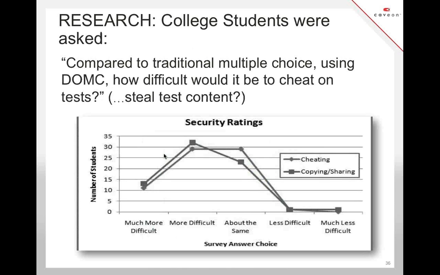This is a study supporting this. Students were asked how much, compared to the traditional multiple choice, DoMC would make it more difficult to cheat on tests or to steal test content. And both of those charts are on this one. And you can see that they believe that it makes it much more difficult, or about the same. Nobody picked less difficult or much less difficult. So it puts a barrier in front. It's kind of easily seen.